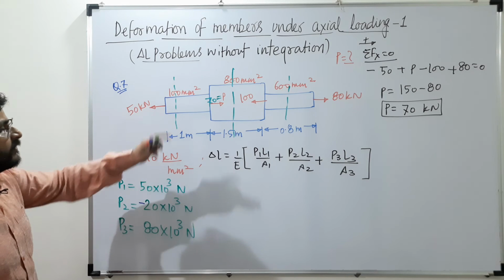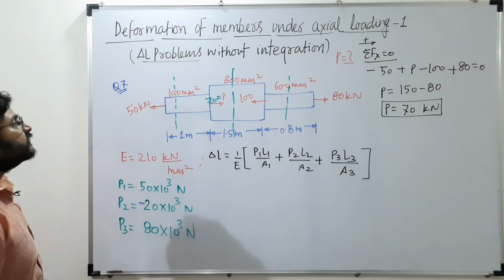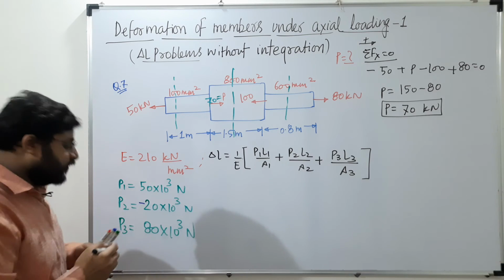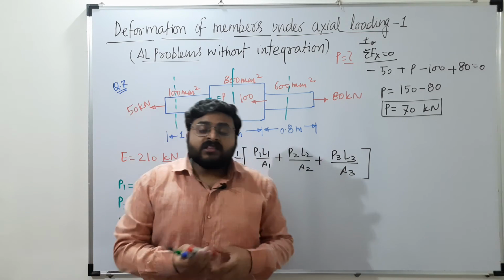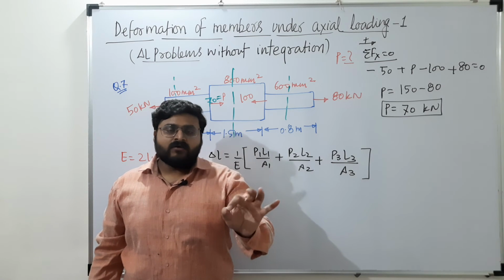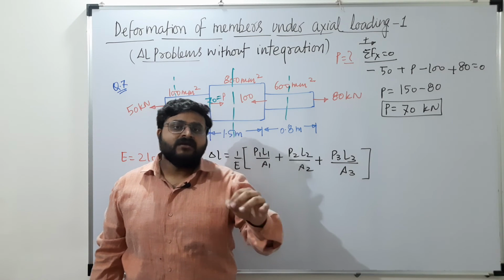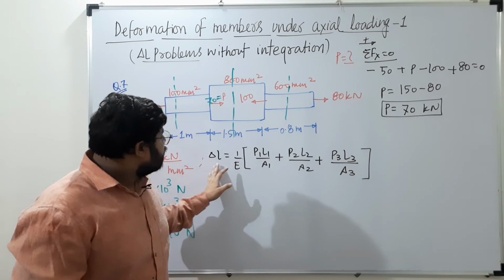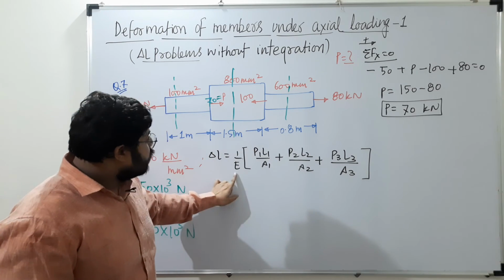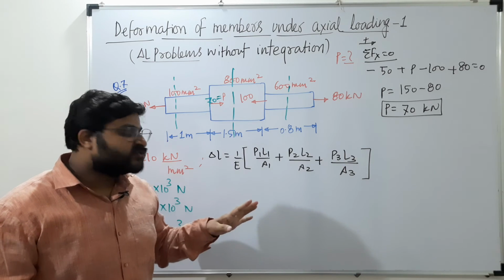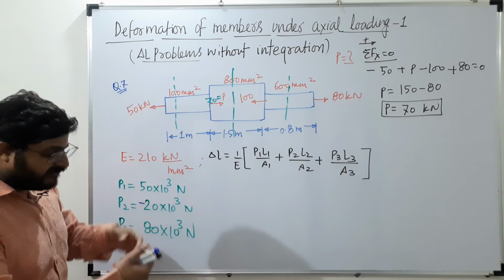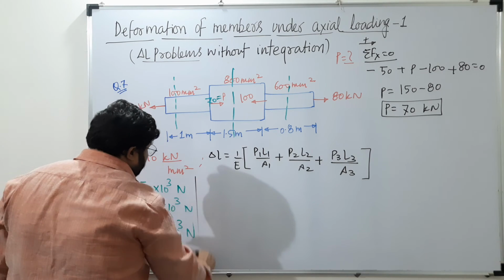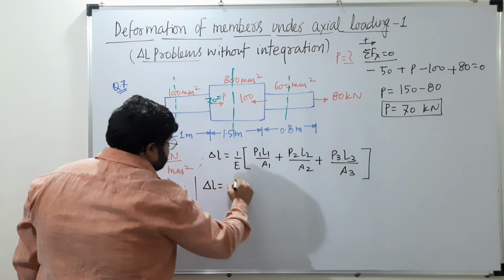Now area is already mentioned there, length is already mentioned there, and modulus of elasticity is also mentioned here. So again, all the values of force I will put in Newton, all the values of dimensions I will put in millimeters, so that our answer will automatically come in millimeter. And this E also we need to put in Newton per millimeter square. It is given in kilonewton, so we will put this value in Newton per millimeter square.